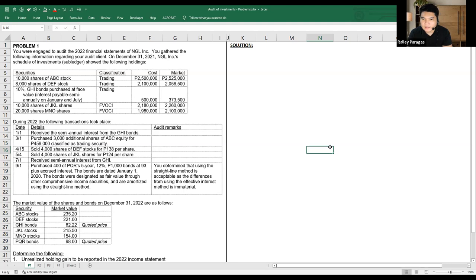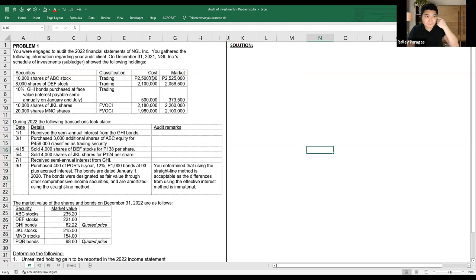The schedule of investments of the client or the subledger of the investment showed the following holdings. And so marami siyang holdings. The company or your client has holdings in various securities. Meron ding classification na sinabi. Meron ding cost. Okay, the cost will be the initial acquisition cost.